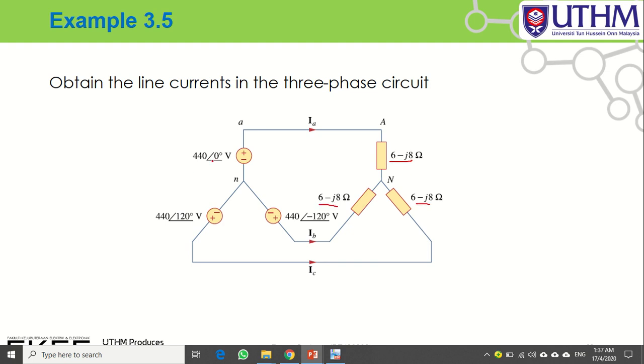So this is the phase voltage, VAN, VBN, and VCN. Given Z, for the YY connected system, the question is to obtain the line currents. Where is the line current? IA, phase A, phase B, and phase C. Don't be confused; sometimes we use R, Y, B, and some books use A, B, and C. It's just notation. So the question is to calculate the line currents IA, IB, and IC.